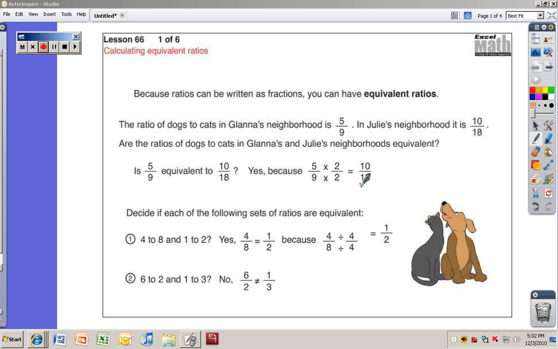All right, this is 6th grade Excel, lesson 66, calculating equivalent ratios. Because ratios can be written as fractions, you can have equivalent ratios.